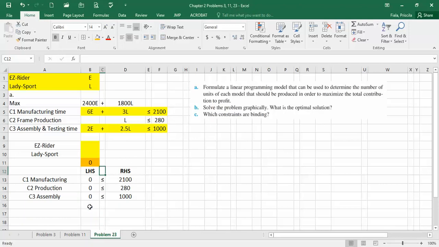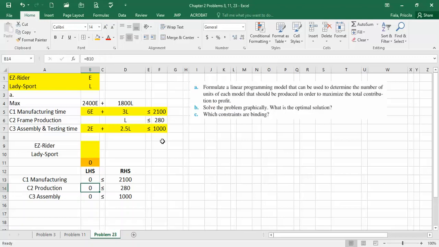However, over here, you have to insert formulas to reflect these equations. So for the first one, it says that you have to have 6 hours of Easy Rider plus 3 hours of Lady Sports. This is what I did in here. It's going to be 6 hours times as many Easy Riders plus 3 times as many Lady Sports.